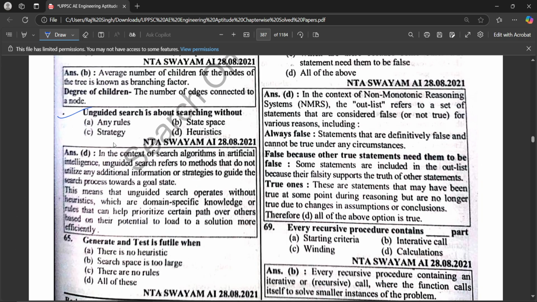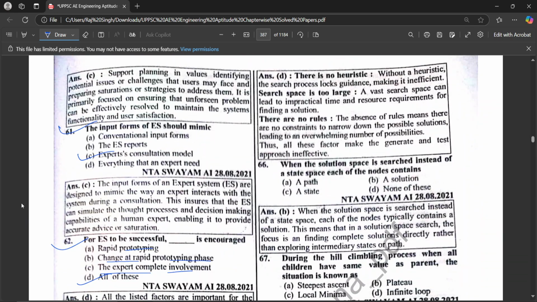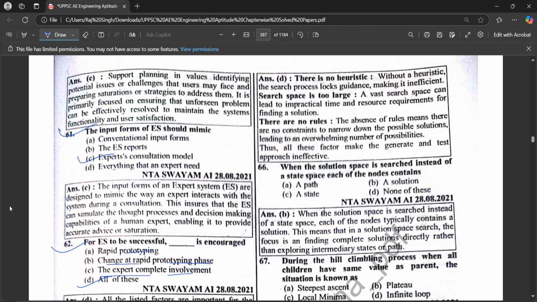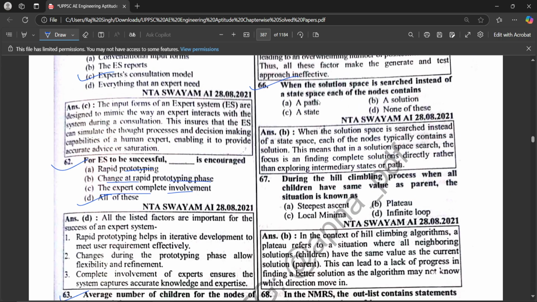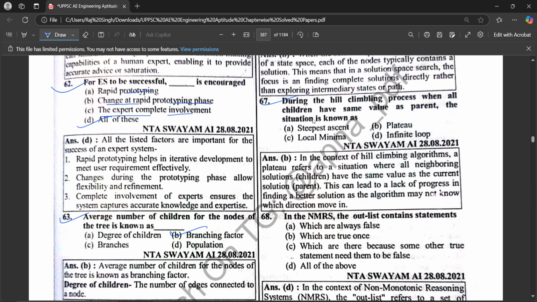Unguided search is about searching without a restriction. Generate and test is faulty when there is no heuristic, the search space is too large, there is no rule, hence all of these are true. When the solution space is searched instead of state space, each of the nodes contains a solution. During the hill climbing process, when all children have the same values as the parent, the situation is known as plateau.